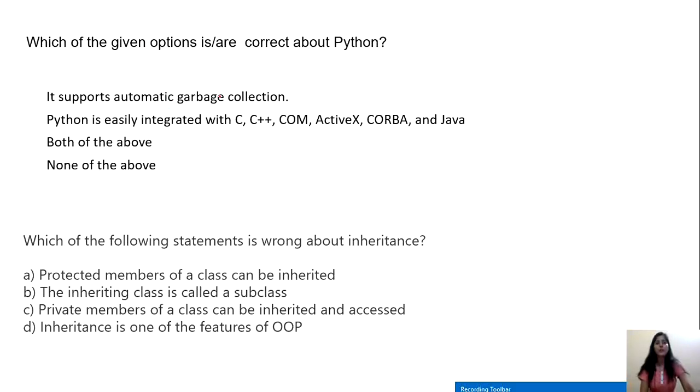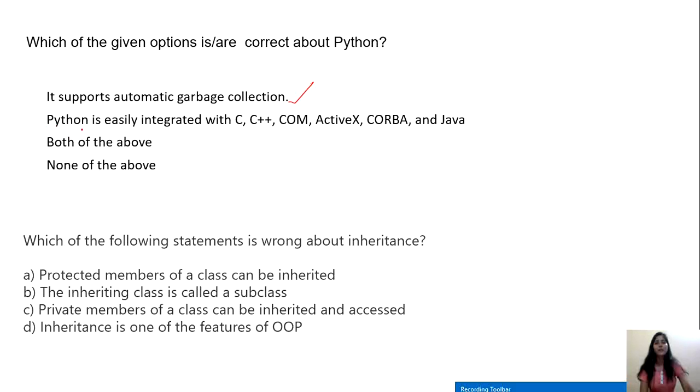The next question is, which of the given options are correct about Python? It supports automatic garbage collection. Yeah, that is true. In Python, you don't have to worry about memory leakage and all sorts of things because Python will take care of that. The same thing happens in other languages like C++ or Java too: you have to take care of this when you are doing dynamic memory allocation. But Python supports automatic garbage collection, so it will take care of this.